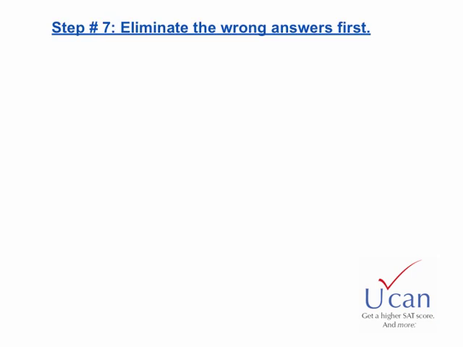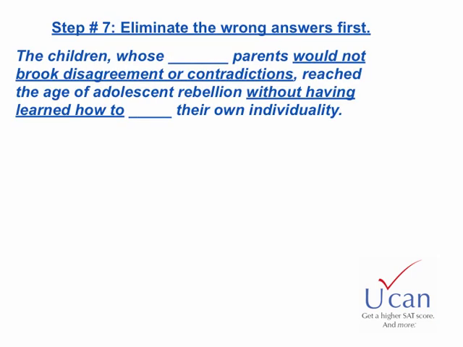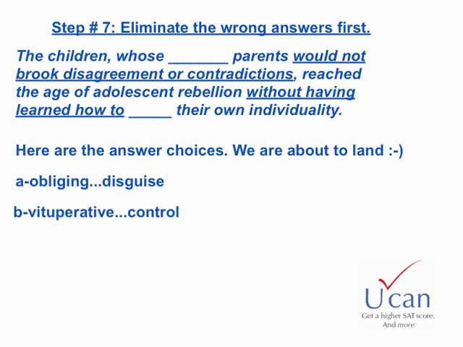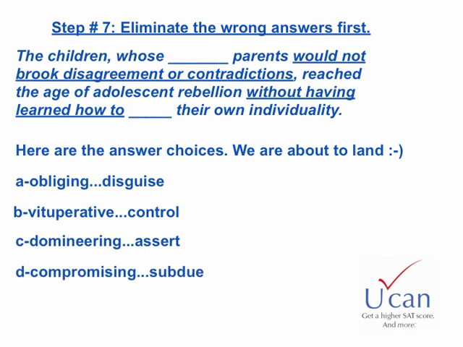Step number 7 is to eliminate the wrong answers first. Okay, so here are the answer choices. A, obliging, disguise. Now, by the way, remember, we said that the first blank here we came up with was strict, and the second blank here we came up with something like to express. So again, here are the answer choices. First is obliging, disguise; vituperative, control; domineering, assert; compromising, subdue; considerate, proclaim.